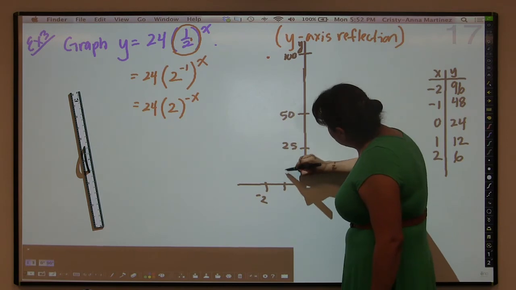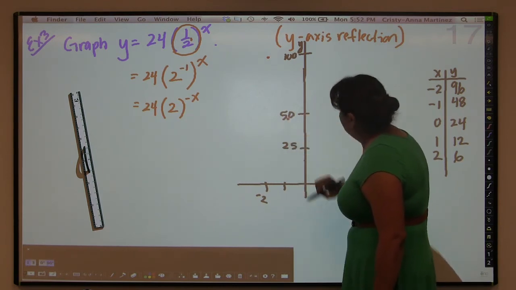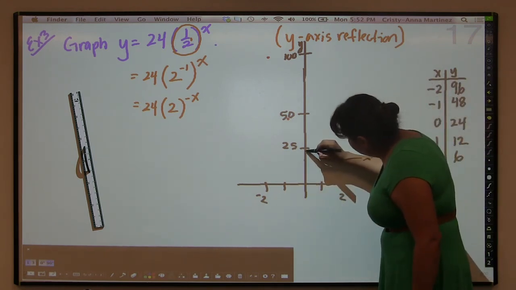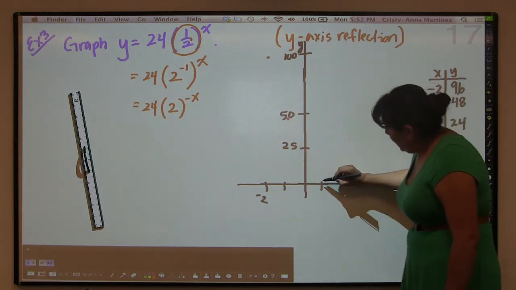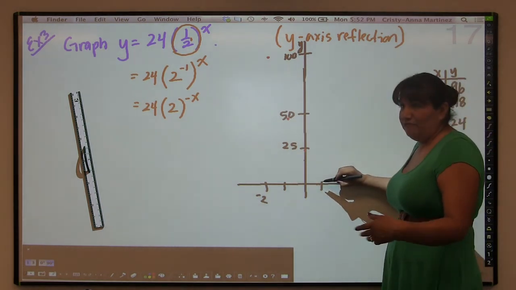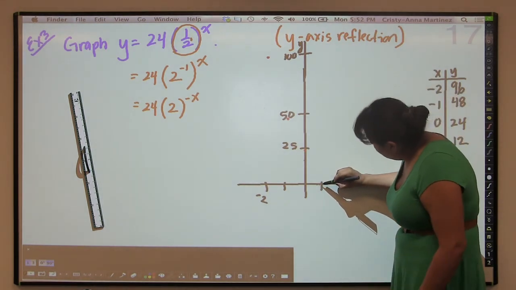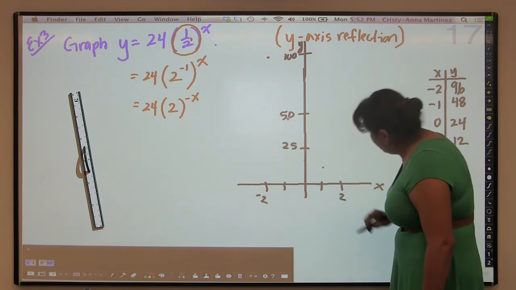So -1, 48 is going to again be a little bit below the 50. So right about there. And then 0 is 24, a little below 25. Okay? And then 1 is 12, and I believe that half of 25 is 12.5, right? So this is about half, so it's going to be a little below that. So we'll put it right about there.